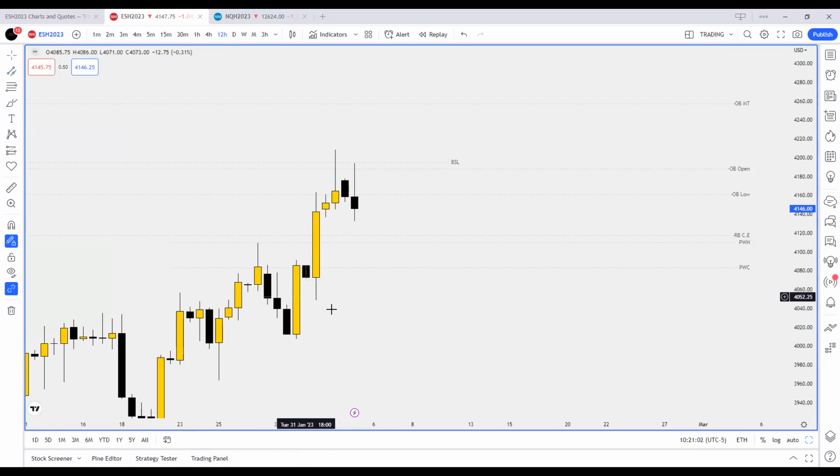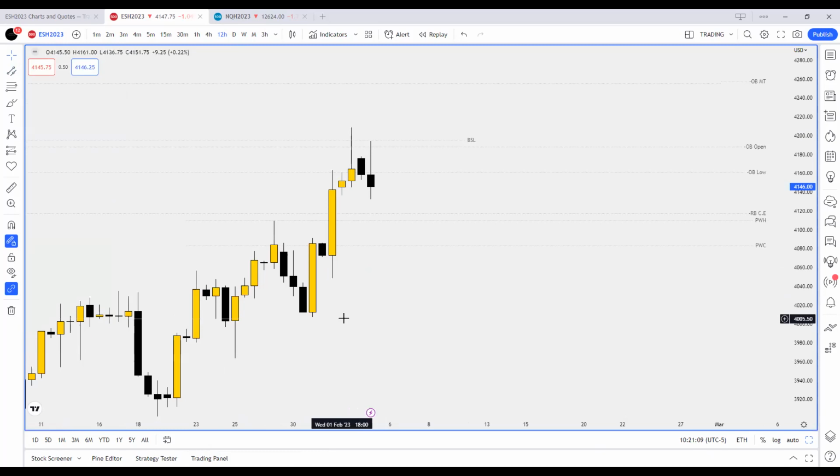Yeah, we already got below consequent encroachment. I would like to see this possibly hold. This would be FOMC's Wednesday low. Think about it this week. Last week we had Tuesday low of the week. The week before that we had Wednesday low of the week.